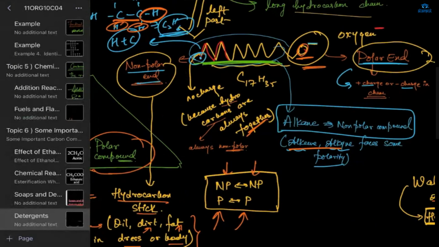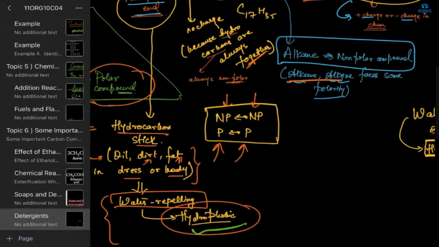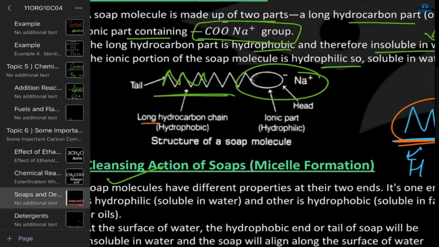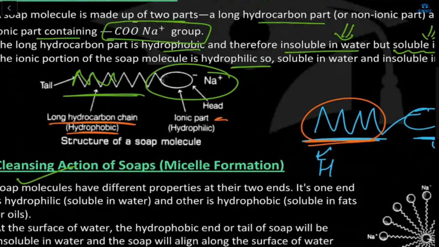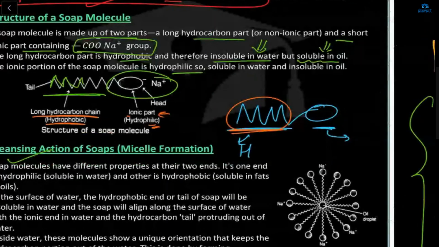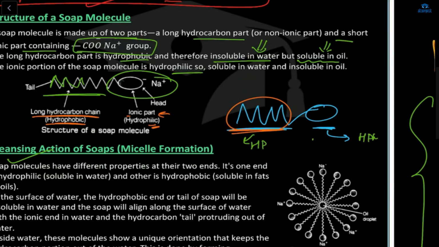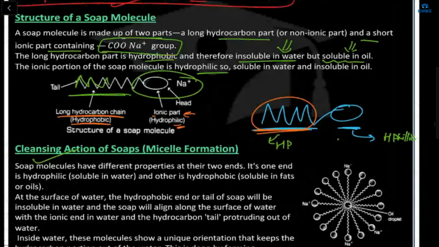See, these are non-polar, and non-polar parts are hydrophobic. Just now I told you that long hydrocarbon chains are always hydrophobic, and the ionic part is hydrophilic. Ionic means philic, long hydrocarbon means phobic. So the hydrocarbon is hydrophobic, I am writing HP, and this is hydrophilic, so I am writing philic. These are the two ends of your soap: hydrophobic and hydrophilic.